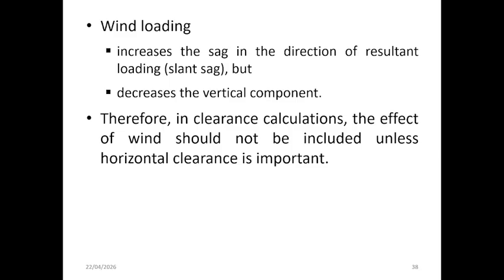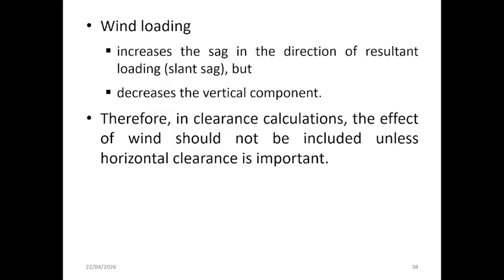As a result, the conductor sags in the direction of the resultant load, producing what is known as a slant sag. While wind increases the total sag along this resultant direction, it actually reduces the vertical component of the sag because part of the load is now carried horizontally.